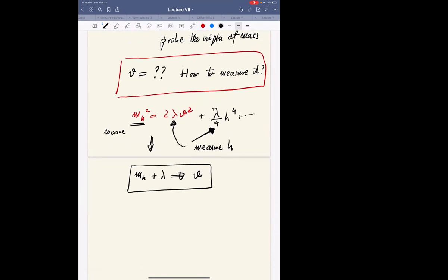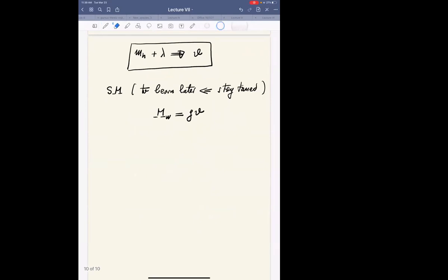By the way, I can even do better than that. In the standard model, you will learn later, so stay tuned. We will learn that MW is equal to G times V. And you know G, that's a gauge coupling. So from MW, which was measured a long time ago, in 1983, you know this number perfectly well. And with G, you can determine V.